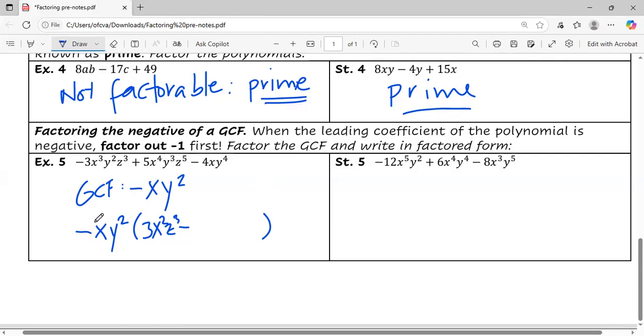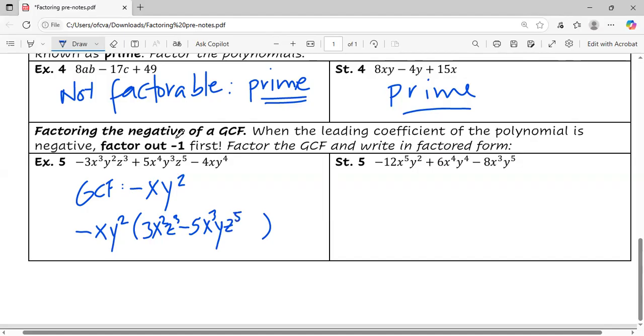Then to get from -xy squared to positive 5, x to the fourth, y to the third, z to the fifth, I'm going to need the -5. So it'll be negative times negative to get positive. I'm going to need an x to the third because I want to get all the way to x to the fourth. From y squared to y to the third, I'm going to need another y. And I'm going to need the entire z to the fifth.